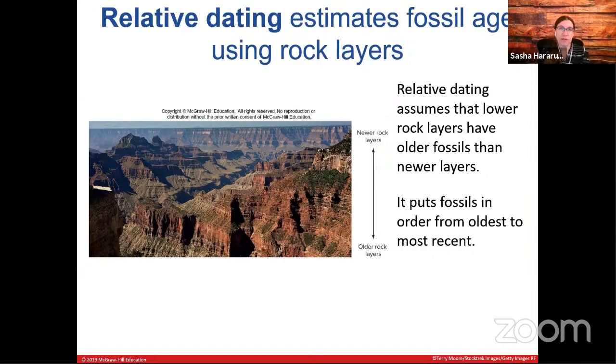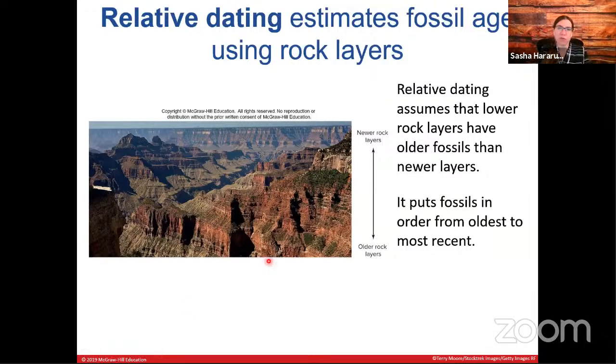The relative dating, as the name suggests, is not precise. It estimates fossil age using rock layers. And the age here is used in sort of an abstract way, because you cannot identify the age, rather you can identify which species lived earlier than any given other species.